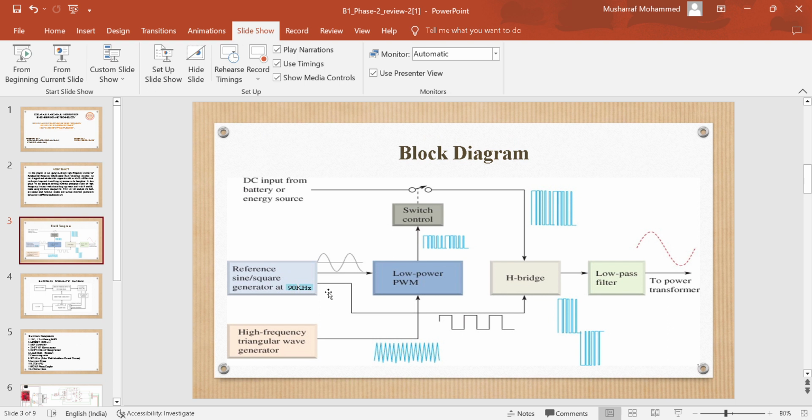We generate a high frequency triangular pulse, and we give a reference wave which needs to be 90 kilohertz, and pulse width modulation signals will be generated which will be given to the H bridge. Depending upon the turn off and turn on of the MOSFETs, the output will be produced. This exact same model we used in simulation. We used an H-bridge, and proportional integral feedback, and this is the DC supply which we use normally.